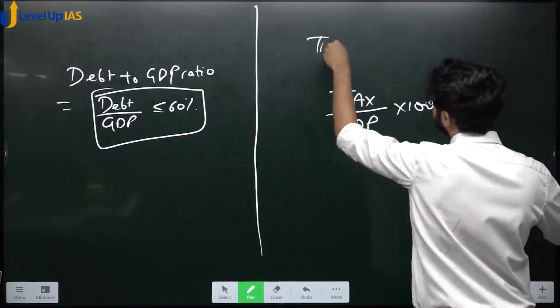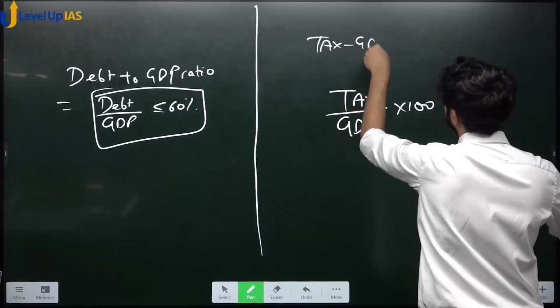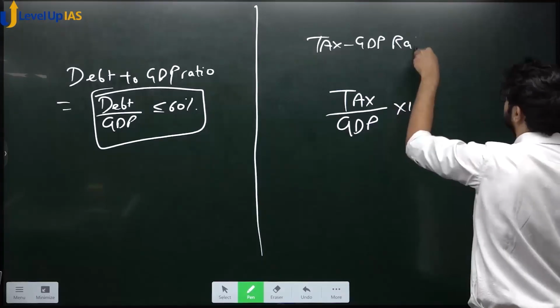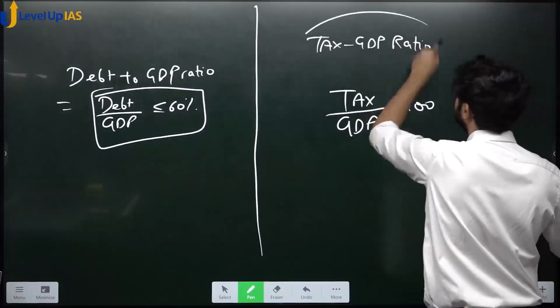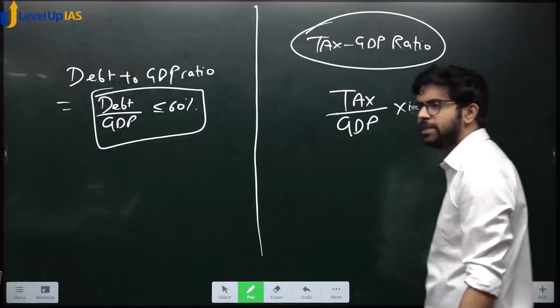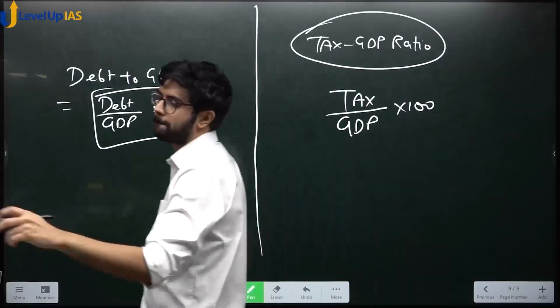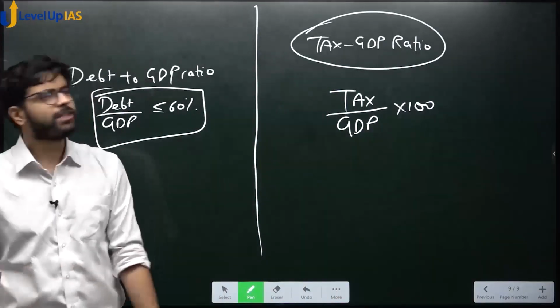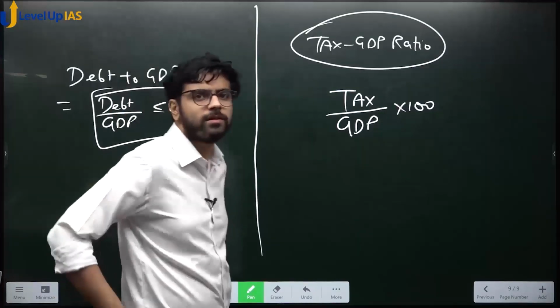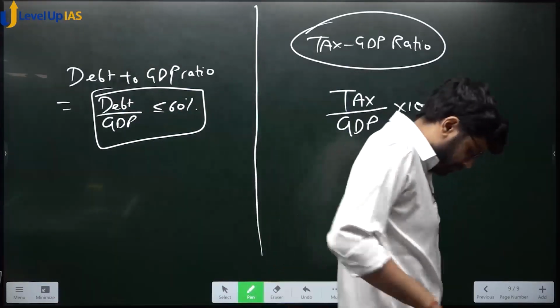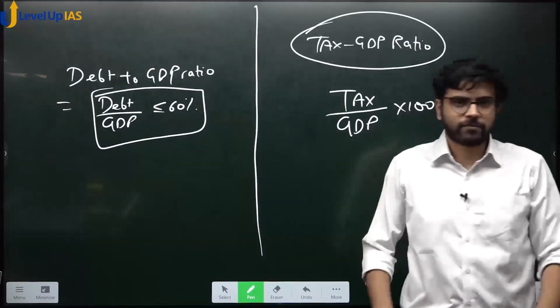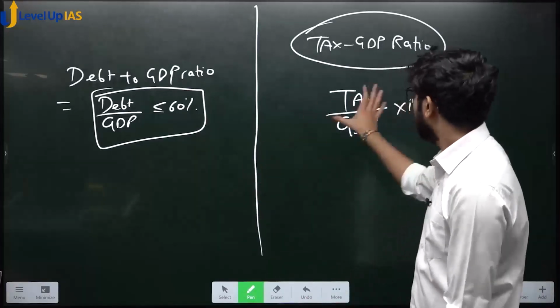This is called as tax to GDP ratio. Simple. Understood? Yes? No? Very good. Tax to GDP ratio है ये. ठीक है, simple. Tax to GDP ratio.